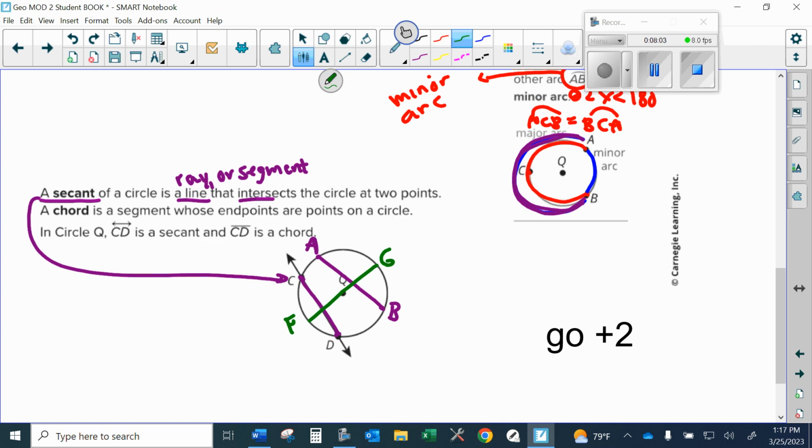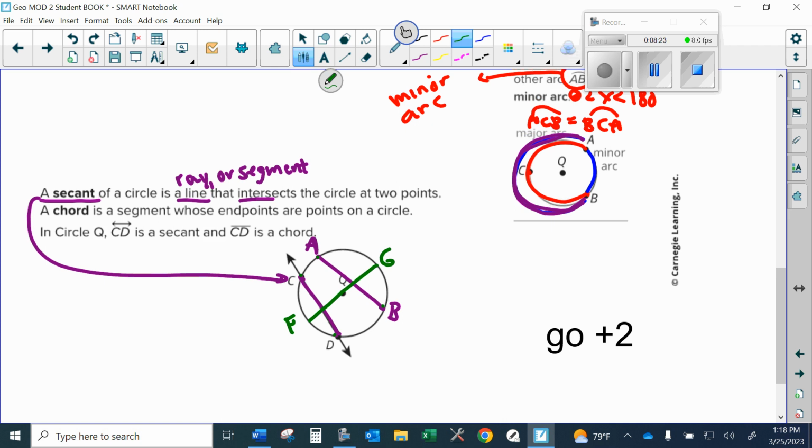The closer it gets to the center of the circle, what do you think happens to the chord? Does it get longer or shorter? Well, if the longest chord goes through the center, then as it gets closer to the center, it's going to become longer. So since chord AB is closer to the center of the circle than chord CD, then chord AB is going to be longer than chord CD.